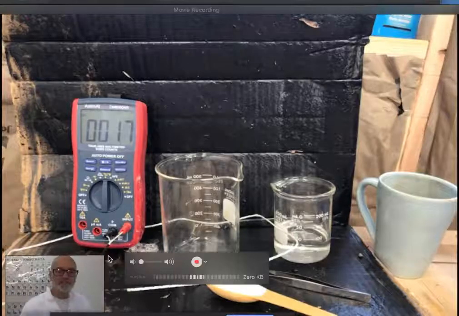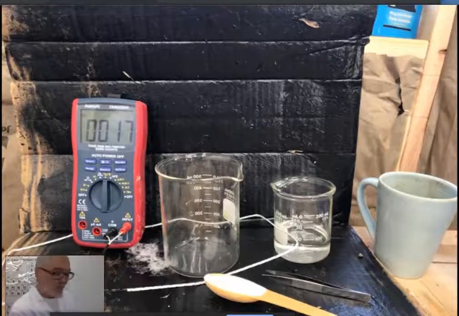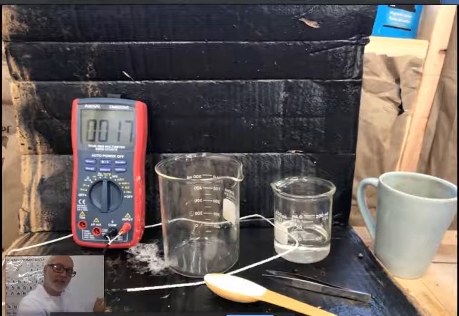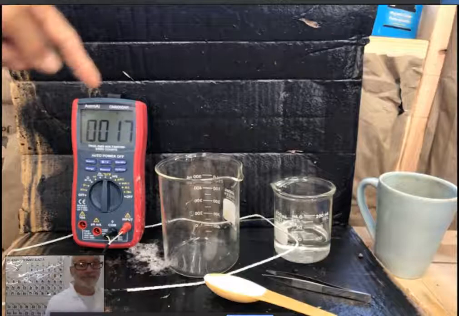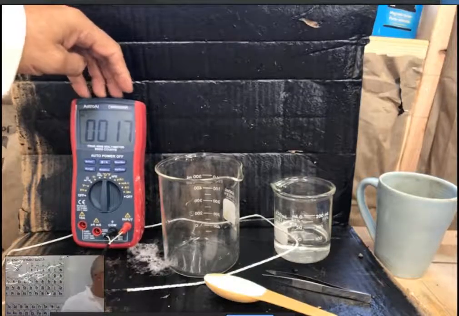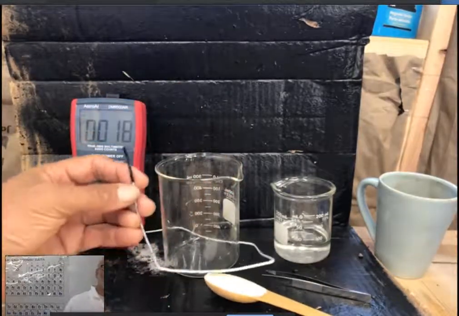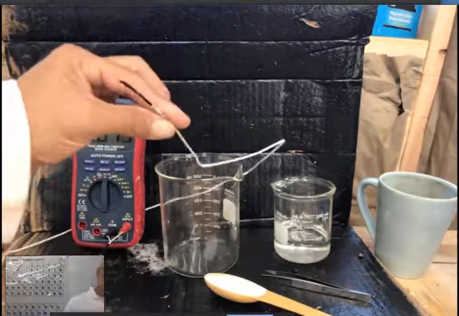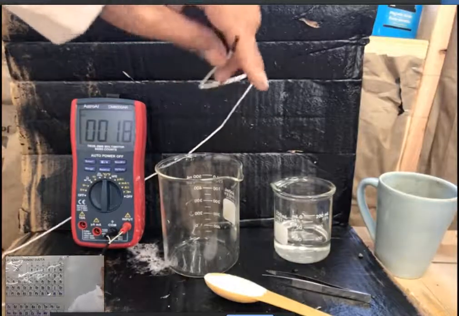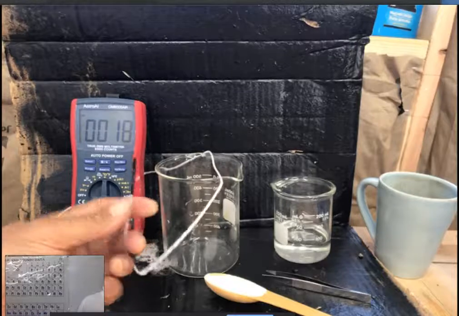All right, scientists, here we are. I want to give you a little show and tell on what I have set up in our lab. On the left, right here, we have a meter that is going to be reading through this little wire the temperature of our reaction as it occurs. Right now, it's reading 18 degrees Celsius in the air.